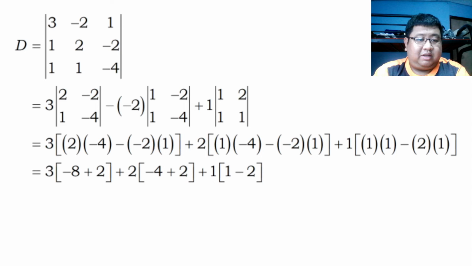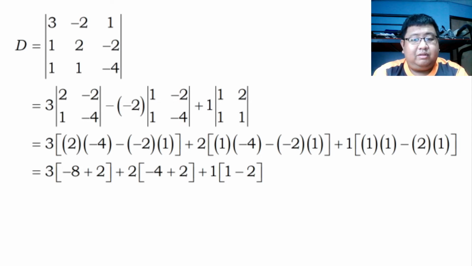Now, pag nag-simplify na tayo, it will go like this. 2 times negative 4 is negative 8. And then, negative 2 times 1 is negative 2. Pero remember, may negative ka pa. Negative of negative. Sabi nga natin ay positive na. Kaya negative 8 plus 2. Now, sa second bracket, 1 times negative 4 is negative 4. And then, negative 2 times 1 is negative 2. And remember, may negative ulit. Negative, negative, kaya plus 2 na lang yan.